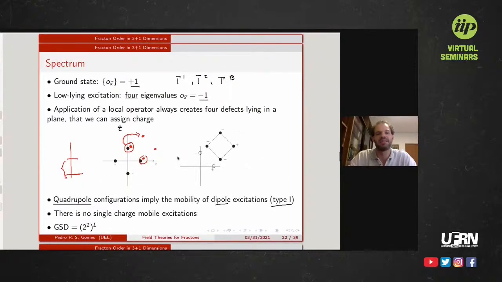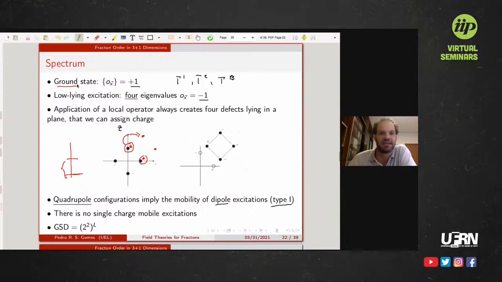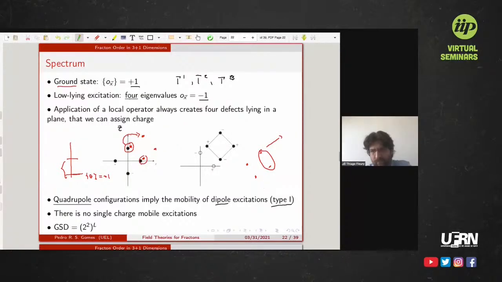And the point is that dipoles are not in the spectrum. You see, the ground state corresponds to poles equal to +1, and the first low-lying excitation contains 4 defects. I'm saying that if you have this configuration in the first excited state, this bound state can move. For example, there is no energetic cost to produce these. So you can stretch the quadrupole configuration. But the dipole is not in the spectrum.